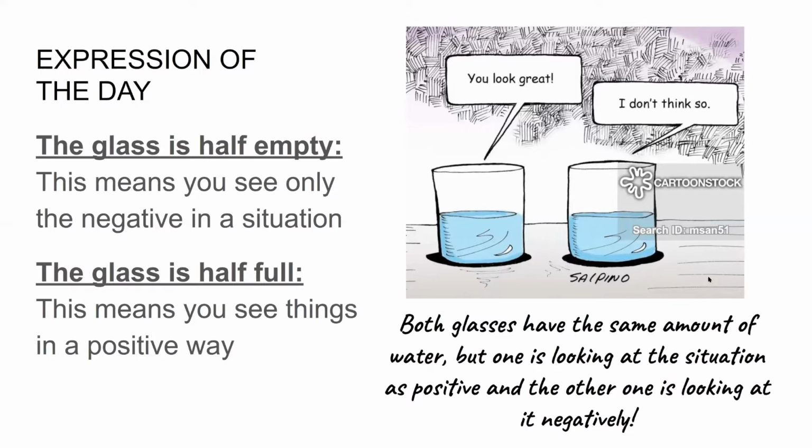So if you notice at the bottom of the screen, it says both glasses have the same amount of water, but one is looking at the situation as positive and the other one is looking at it negatively. So if you look at my picture, notice the glass on the left says, "You look great." And the glass on the right says, "I don't think so." So the funny thing here is they're both the same. The question is, how do you see it?